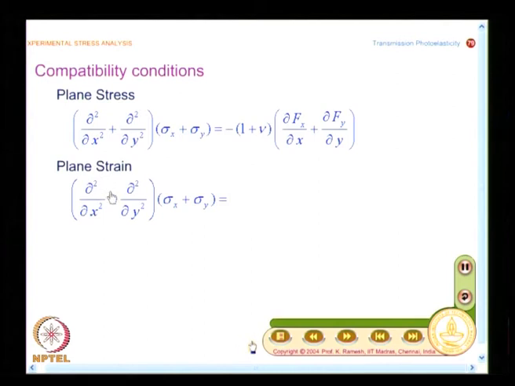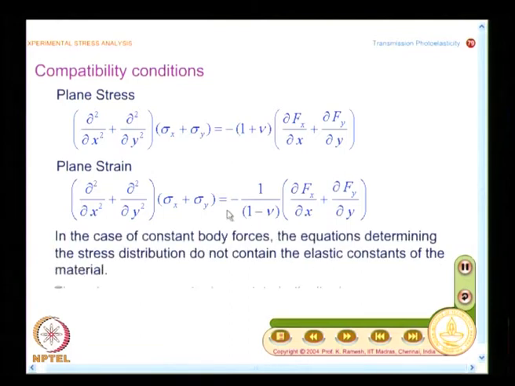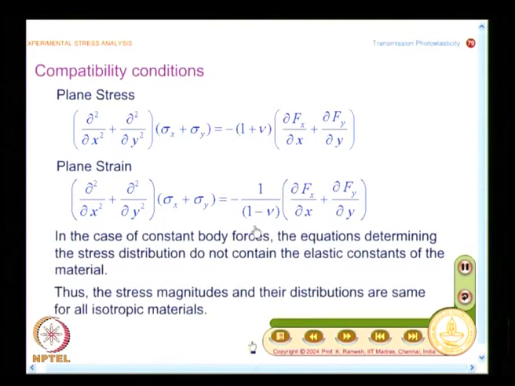and the right hand side will be slightly different when I go to plane strain. When I go to plane strain and find out what is the compatibility in terms of stress components, only the first term on the right hand side changes. Instead of minus (1 plus nu), it appears as minus 1 by (1 minus nu). So, in the case of constant body forces, the equations determining the stress distribution do not contain the elastic constants of the material.